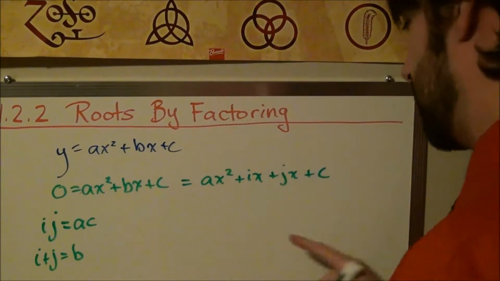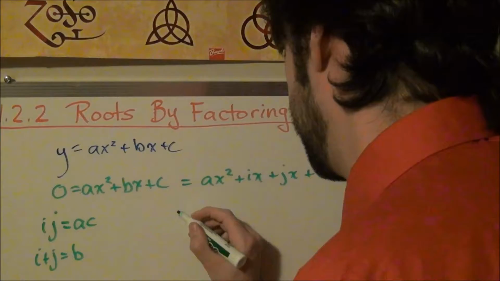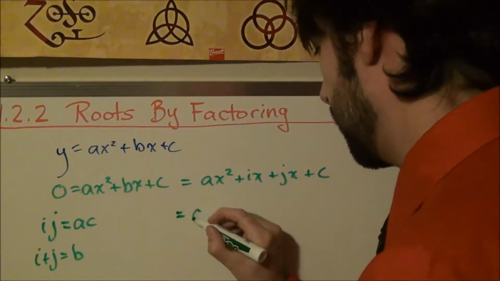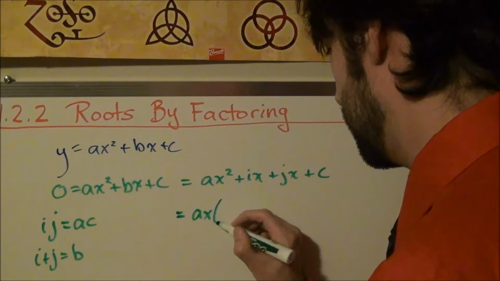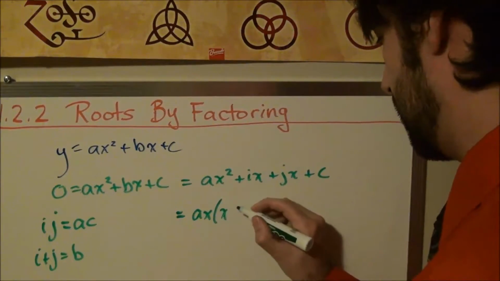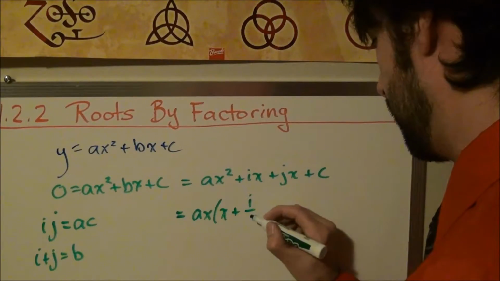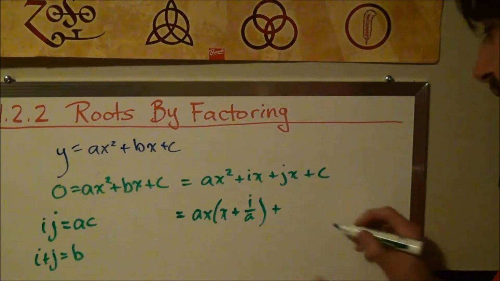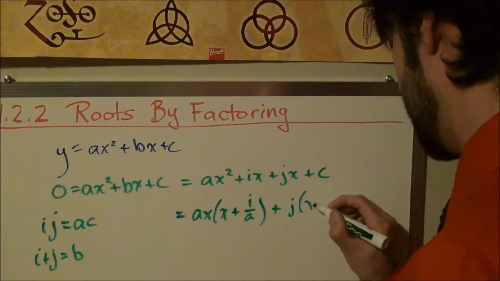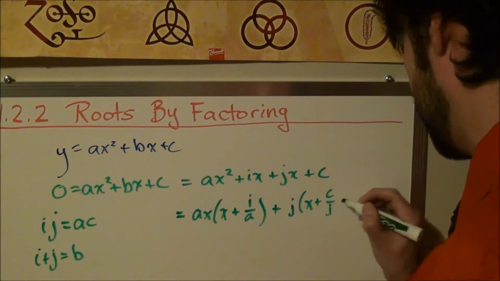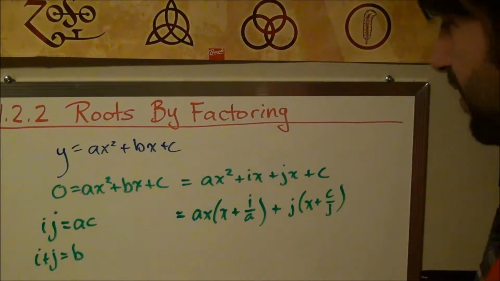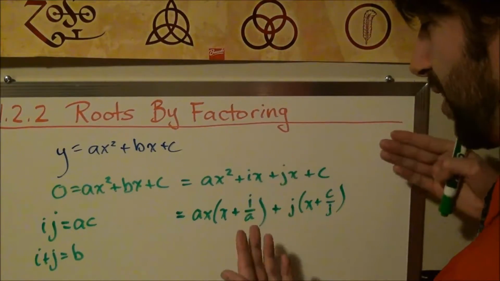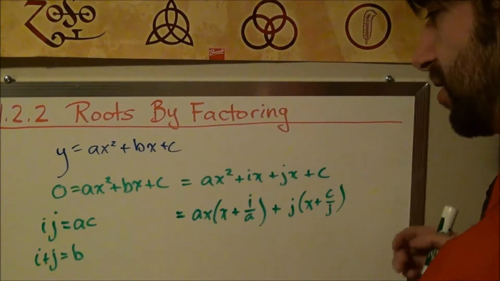However, this does allow us to do something really cool with this particular line. From the first two terms, we can factor out an ax. So we have ax times (x plus i over a) plus, and then here I'm going to factor out just the j, so I'm going to have j times (x plus c over j). Now so far, it seems like I'm just making this unnecessarily complicated, and why would I ever want to do something so stupid? Here's the cool part.